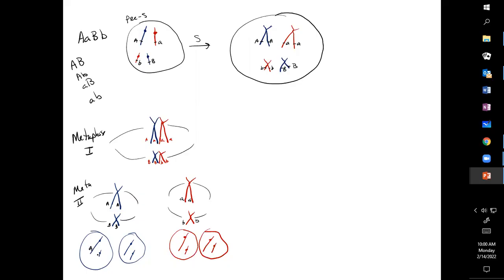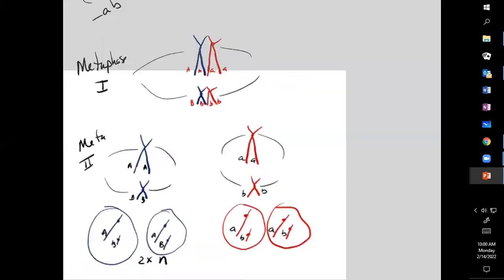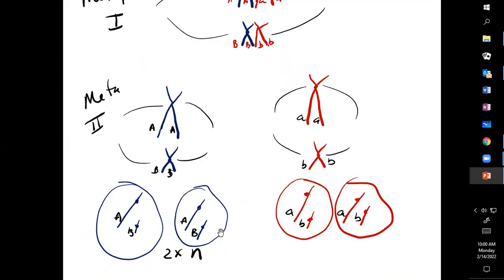Okay, let's put our gametes on here. What do we have? Big A, big B, big A, big B. So we've got 2 AB gametes. And we've got a little a, little b, little a, little b. Well, wait a second. So we've got this gamete, and we've got this gamete, but how did we get these lines? So this one would be 2 gametes.